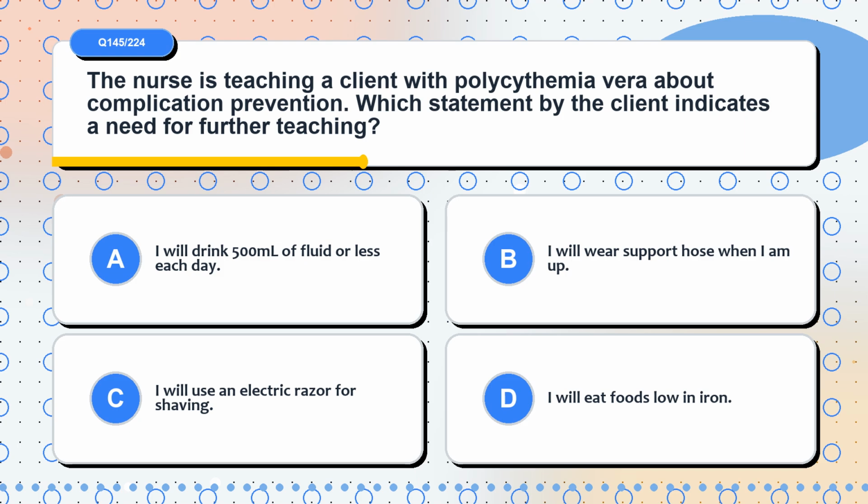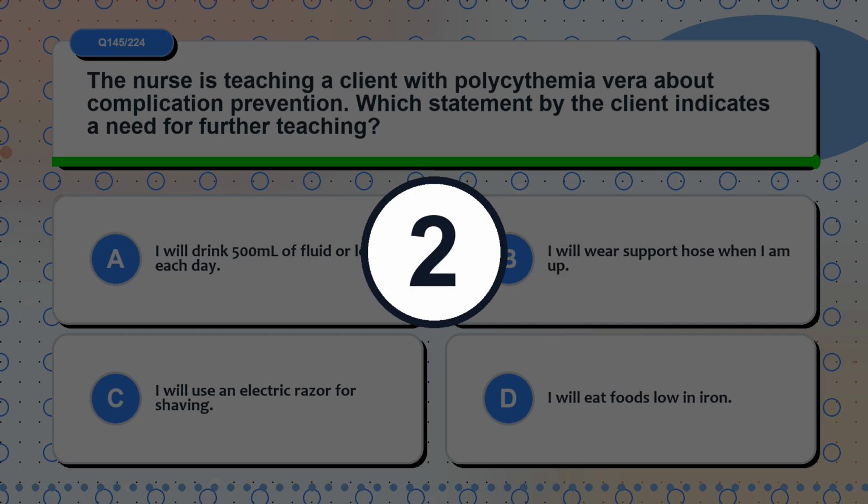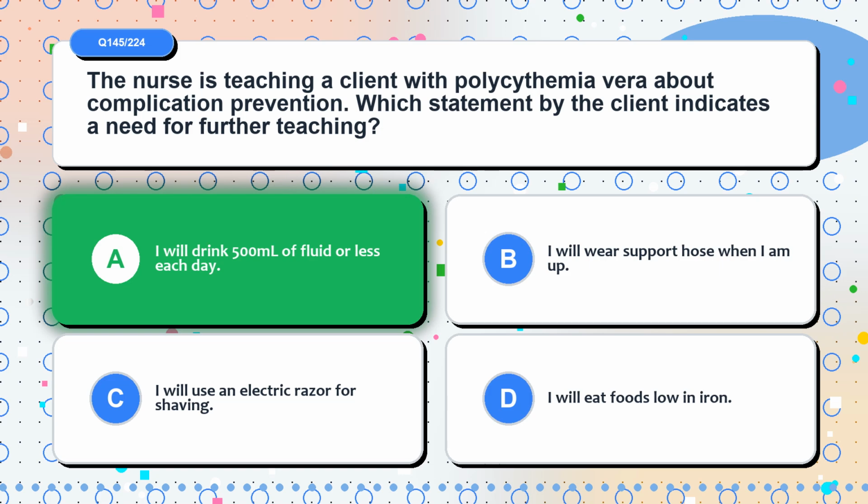Here are the options. Option A, I will drink 500 ml of fluid or less each day. Option B, I will wear support hose when I am up. Option C, I will use an electric razor for shaving. Option D, I will eat foods low in iron. The correct answer is option A, I will drink 500 ml of fluid or less each day.